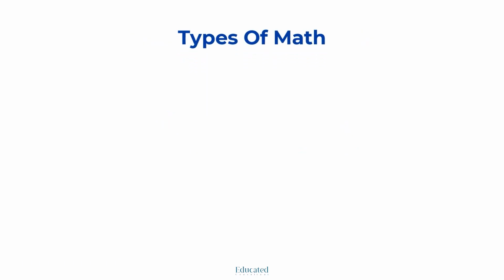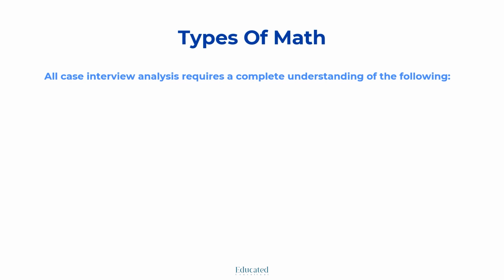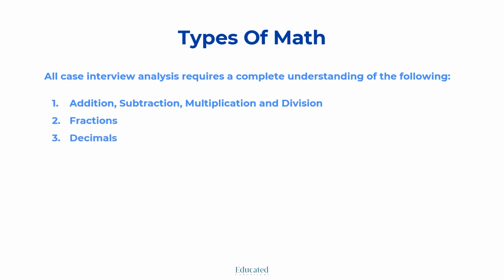To be able to effectively complete quantitative analysis in any case, you must have a complete understanding of and be proficient in all types of basic math. This includes 1. Addition, subtraction, multiplication and division. 2. Fractions. 3. Decimals. 4. Percentages. Without being competent in all these areas, you will be unable to accurately complete case analysis.